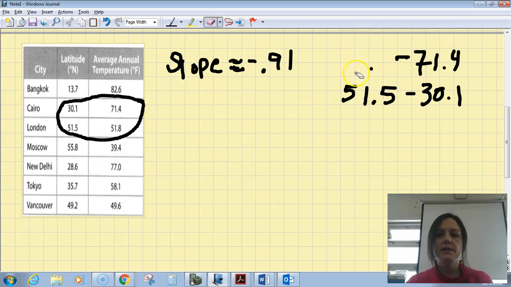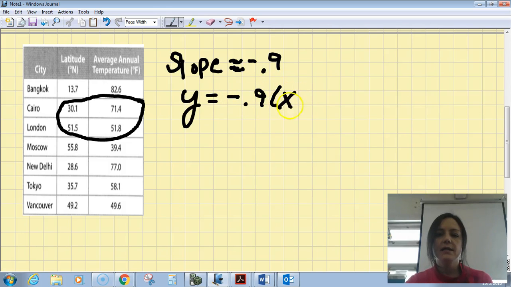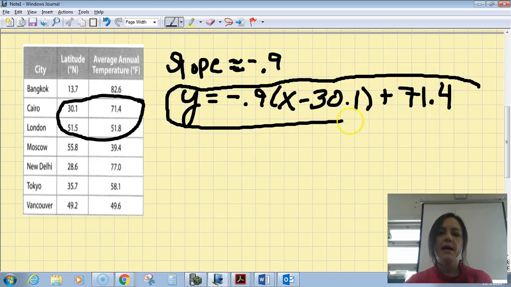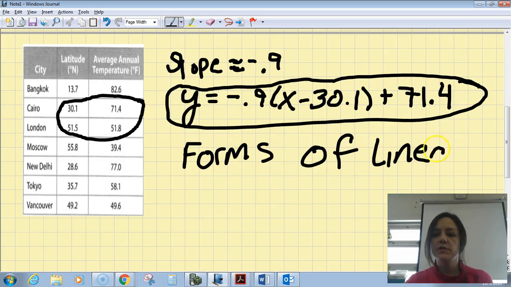Happy numbers. And then let's use one of the points, and we'll just put it into point slope form. So y equals my slope, negative 0.91, times x minus, let's do Cairo, 30.1, plus 71.4. Okay, if you are not remembering this, you need to look back in your notes for all the different forms of linear equations. And we've used two so far.